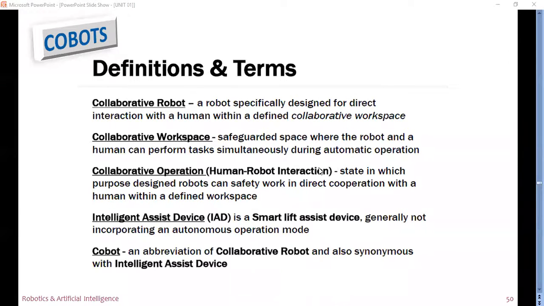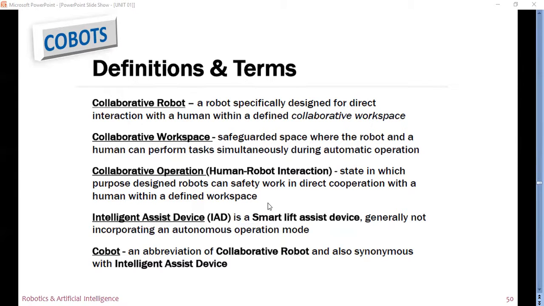In collaborative robot, another word is there, that is collaborative workspace. Collaborative workspace means safeguarded space where the robot and the human can perform tasks simultaneously during automatic operation. Then collaborative operation, human-robot interaction: it is the state in which purpose-designed robots can safely work in direct cooperation with a human within a defined workspace.